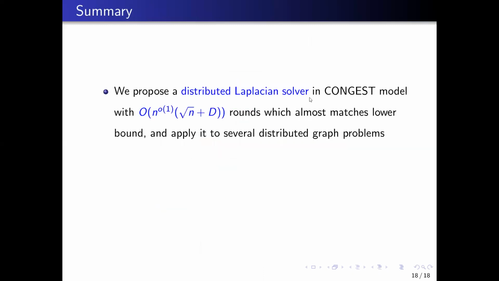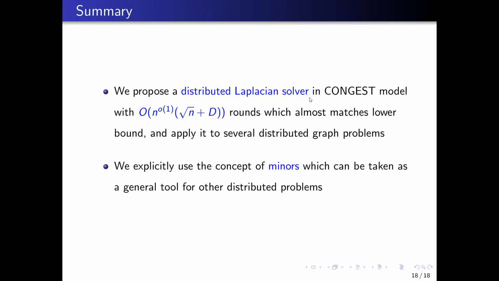To sum up, in our work, we propose a distributed Laplacian solver in the CONGEST model with big O(n^o(1) square root of n plus D) rounds, which almost matches the lower bound, and we apply it to several distributed graph problems. In addition, we explicitly use the concept of minors, which can be taken as a general tool for other distributed problems. That's all. Thank you.